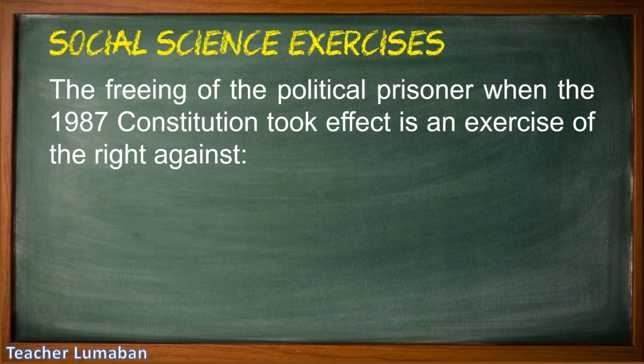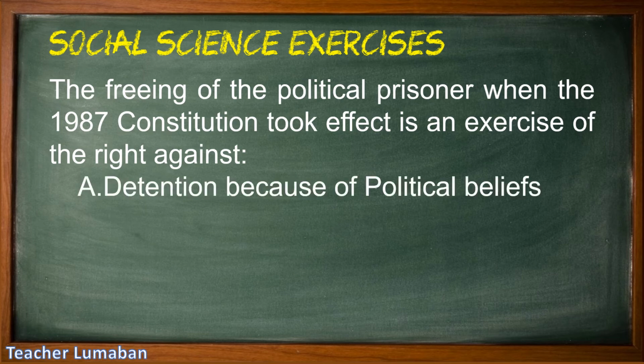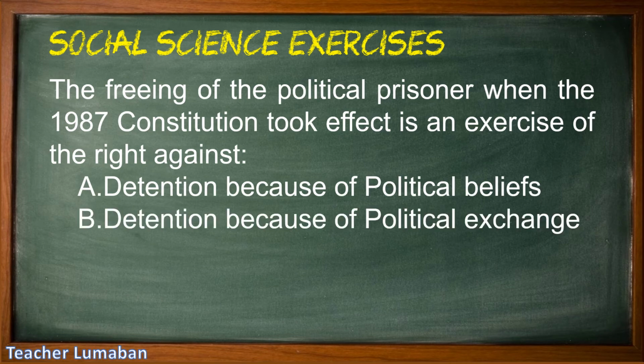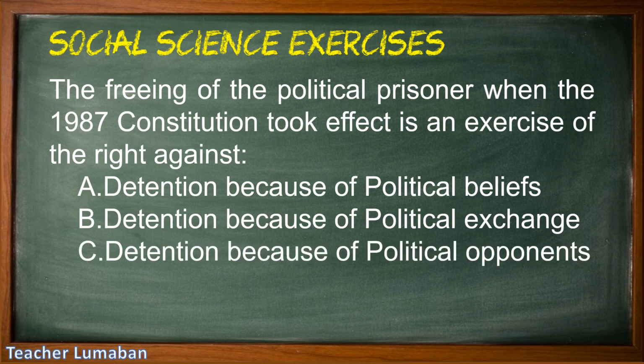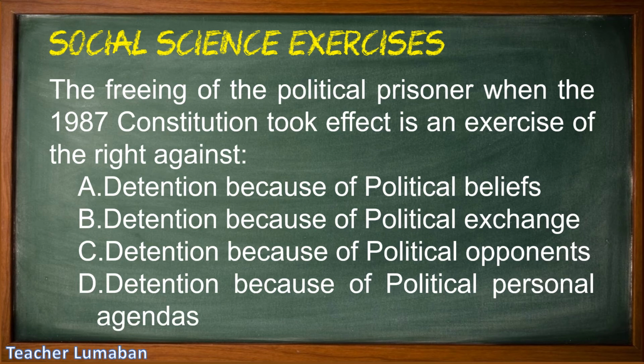The freeing of the political prisoner when the 1987 Constitution took effect is an exercise of the right against. Letter A, detention because of political beliefs. Letter B, detention because of political exchange. Letter C, detention because of political opponents. Letter D, detention because of political personal agendas.